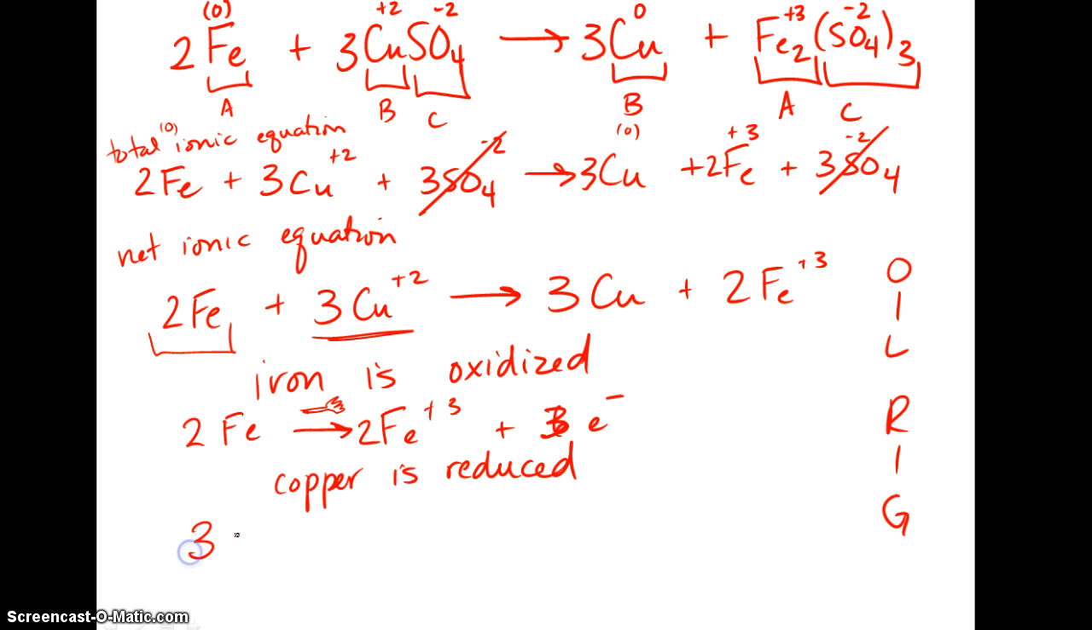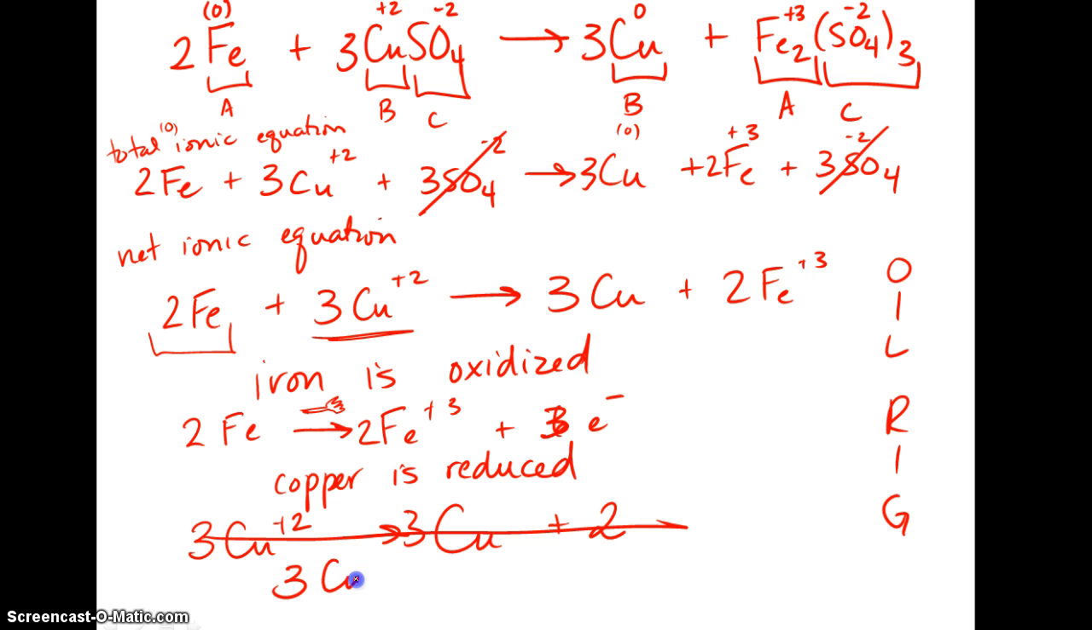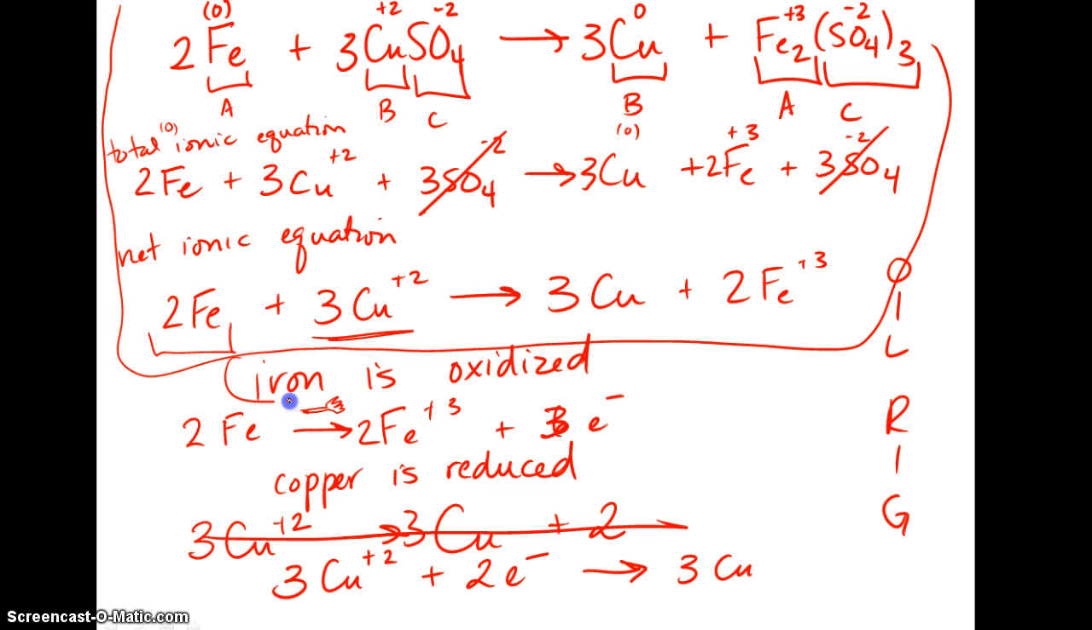I do the same thing. Copper has a +2, and because we have 3 coppers becoming 0 each time, for the half, you have 3 coppers with a +2 charge. They get 2 electrons, right? And then they become 3 copper. And that would be a half reaction. The only thing I want you to do for homework is this section right here and identify which element is oxidized and which is reduced. We won't worry about the half reactions until in class.